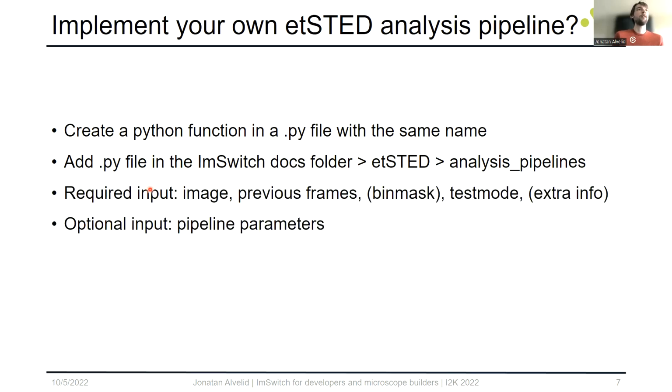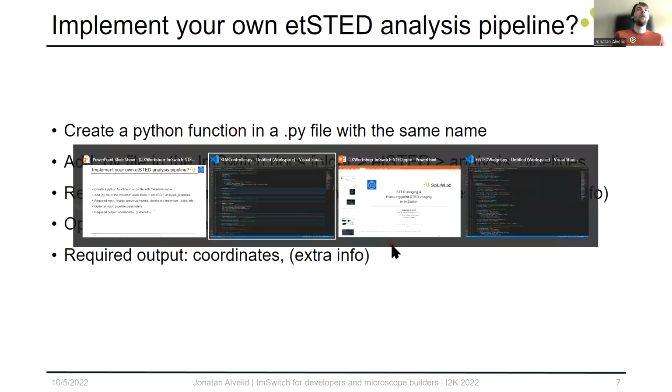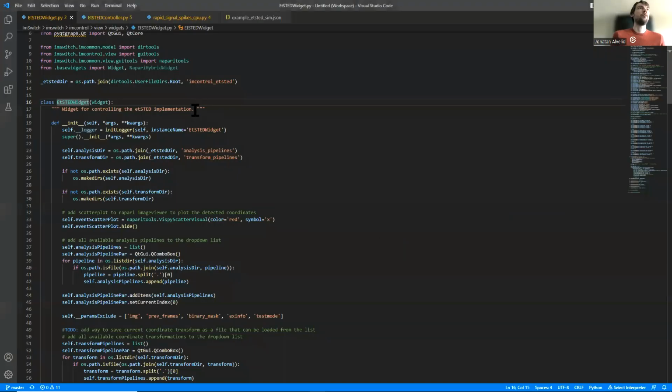And this pipeline that you create has to have, for example, the current image as the input and certain other things, and can also take optional input, such as how many pipeline parameters you want. So this could be different thresholds or different distances and so on that you use in the analysis pipeline. And it has to output the coordinates of the detected events, if it detects any. So in the code, to do this, we'll do something like this.